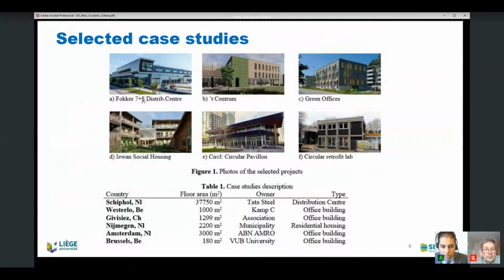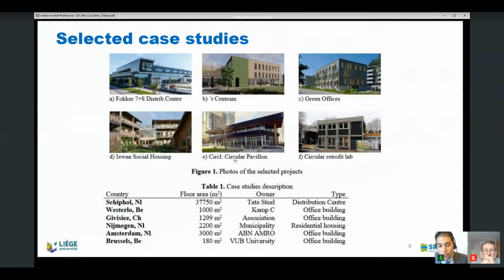Fokker 7.78 distribution center close to Schiphol Airport by Tata Steel. We have the Heat Centrum building in Westerlo, Belgium. The Green Offices, exceptionally in Switzerland. And we have Iwan Social Housing in Nijmegen, the Netherlands.